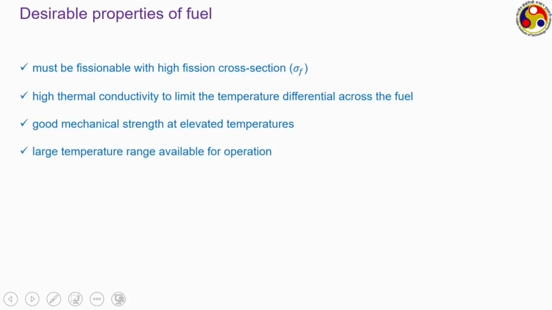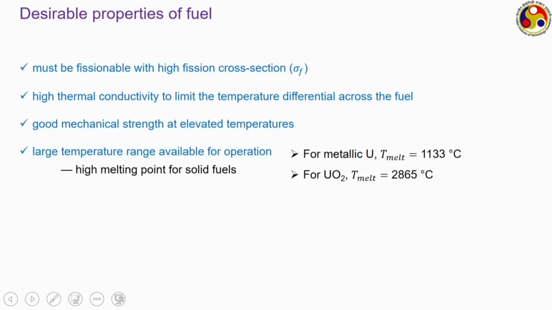The temperature range available for operation should also be large, and that is possible only when the solid fuel has a high melting point. For pure metallic uranium, the melting point is something like 1133 degrees Celsius, whereas for uranium oxide it is significantly higher, greater than 2800 degrees Celsius. That is one of the reasons for not using metallic uranium, but rather uranium oxide, as the fuel in modern reactors.